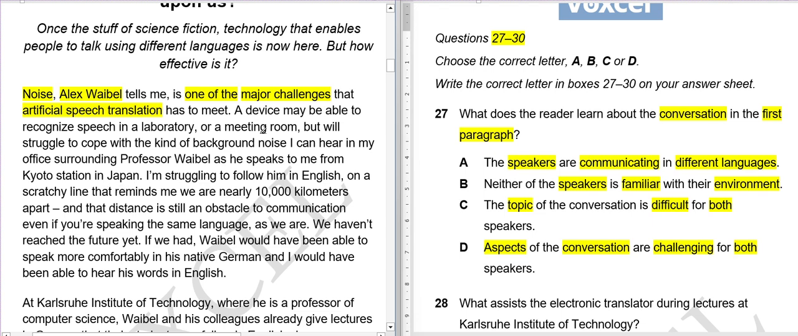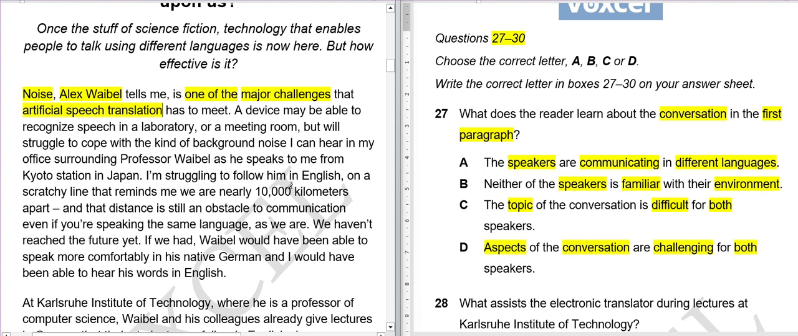So they are saying that in a laboratory or in a meeting room, a device may be able to recognize speech because the environment is silent. But when there is background noise, like at a station, Kyoto Station in Japan, let's see what they're saying.